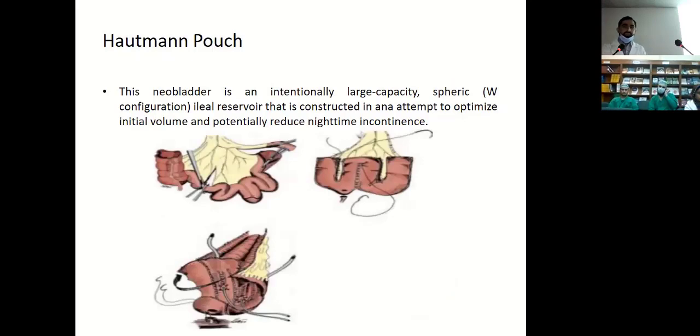In the Hautmann pouch, this neobladder is an intentionally large capacity spheric W configuration. The ileal reservoir is constructed in an attempt to optimize the initial volume and potentially reduce nighttime incontinence.